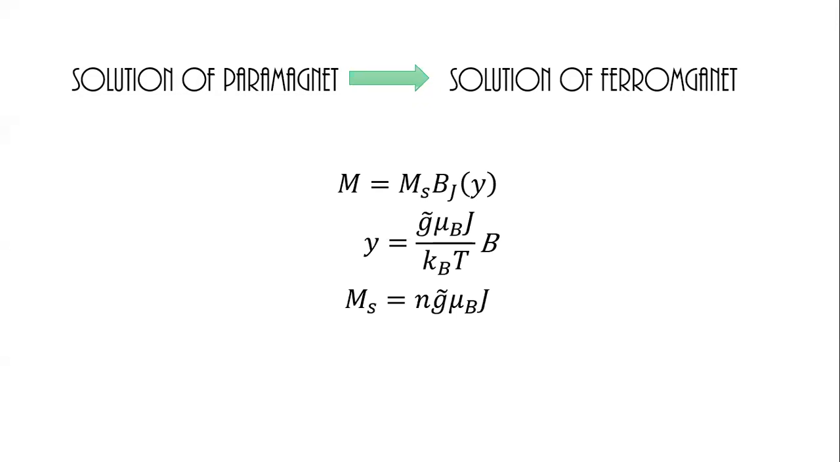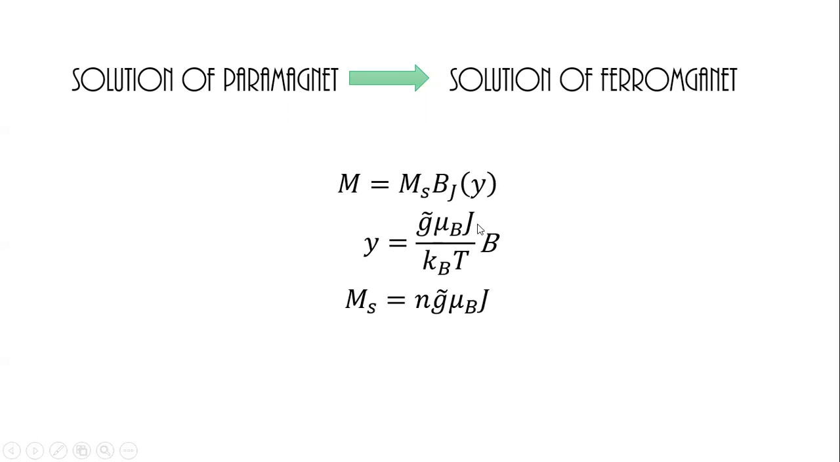The solution of the paramagnet looks something like this, where M is my magnetization, Ms is my saturated magnetization. Obviously, a material cannot have infinitely large magnetization. There has to be some upper limit because there are a limited number of electrons and limited number of spins. And there is a quantity written here as Bj. Now, Bj is my Brillouin function, which has the parameter j and depends on y, where I have defined my y in terms of magnetic field and temperature.